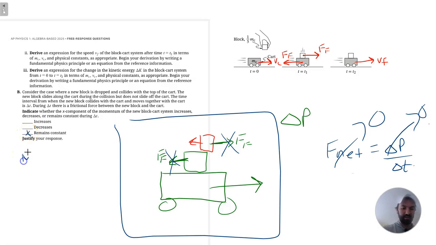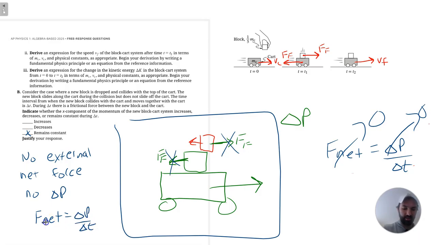So all you're going to say is no external net force, no change in momentum. F net equals delta P over delta T, and then you can just say 0 and 0, and you are good. Boom, that's the entire free response question 1. That was a breeze. Until next time.